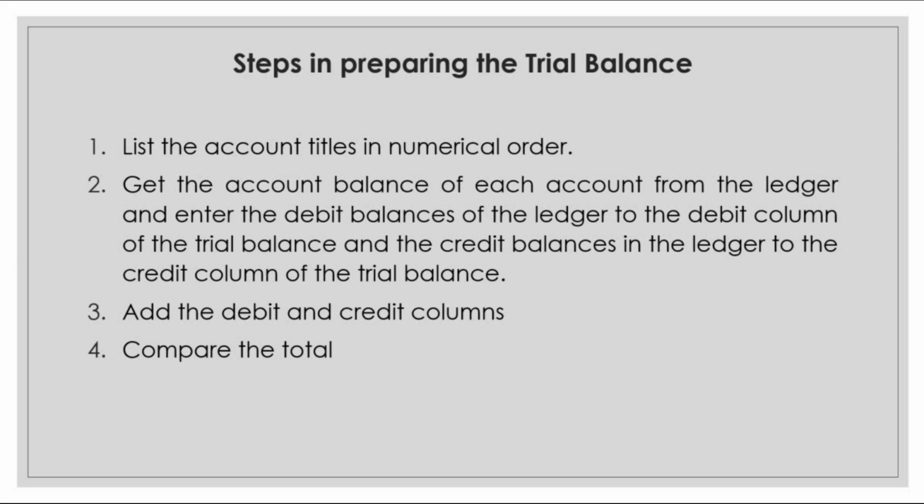So after that you have the list of the account titles, then the next thing to do is to compute or you get the account balance of each account from the ledger. So you enter the debit balances of the ledger to the debit column of the trial balance and the credit balances in the ledger to the credit column of the trial balance. So later we will discuss how to compute, no, the account balance.